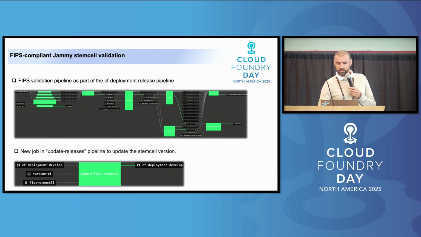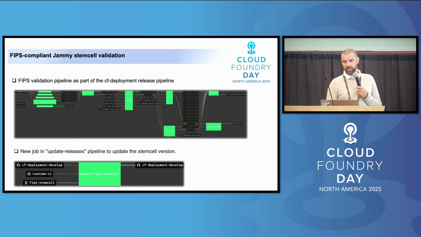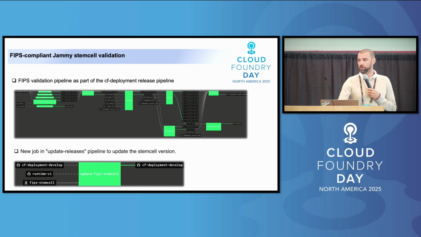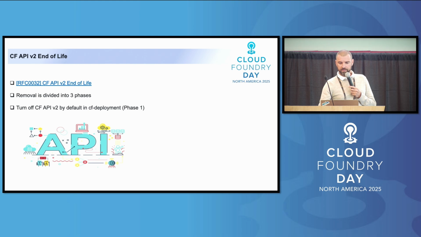After a couple of iterations and solving all issues, the pipeline went into a green state, and we included this validation as part of our official CF deployment release pipeline in order to validate any new BOSH release against FIPS and any new FIPS stemcell against Cloud Foundry deployment. Also, in order to update the stemcell itself, we have implemented a new job in the update releases pipeline. All right, that was regarding FIPS.